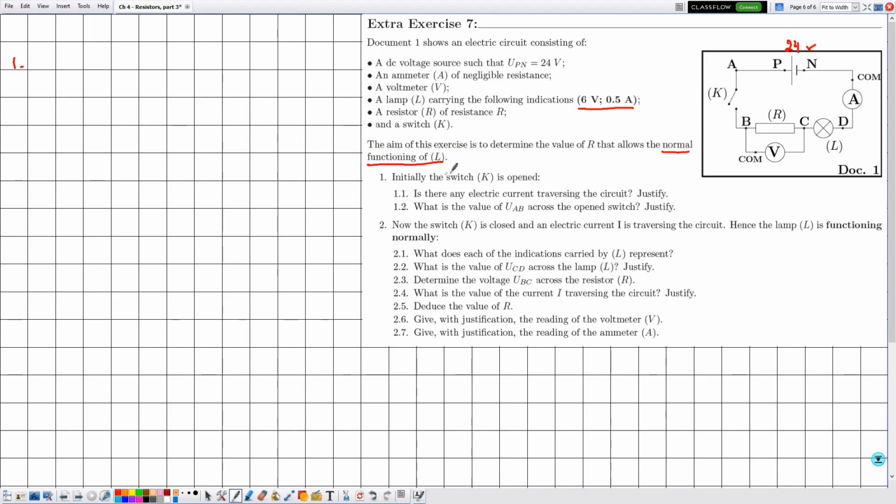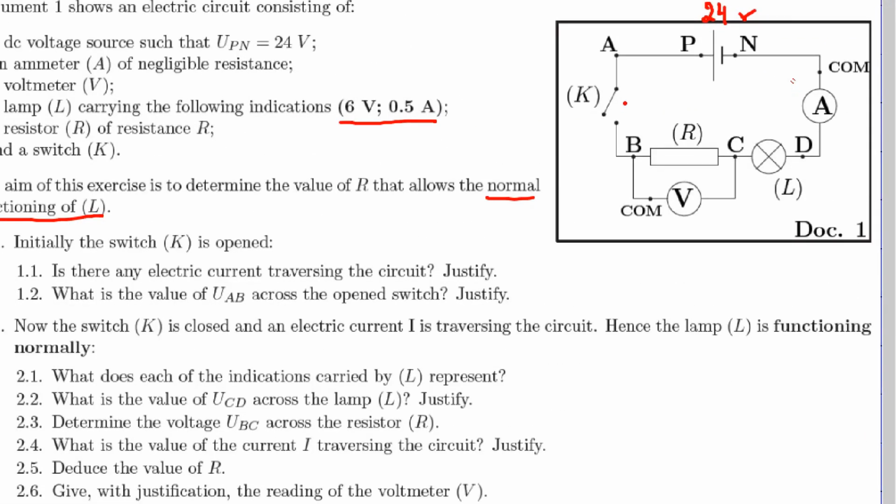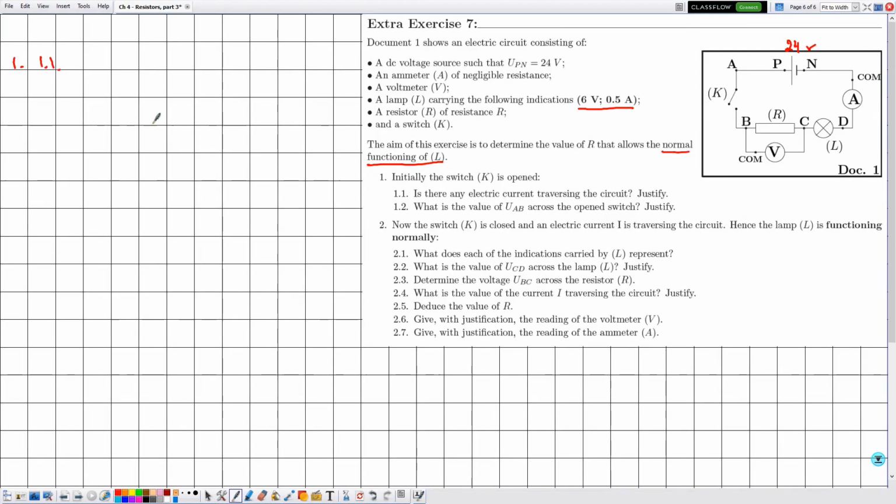Now number 1, they are telling me initially the switch K is opened. In 1.1, is there any electric current traversing the circuit? Justify. Notice that an open switch doesn't allow electric current to pass through because this is a disconnected terminal. So let's say an open switch doesn't allow electric current to pass through. In this case, the value of the electric current I is equal to 0.